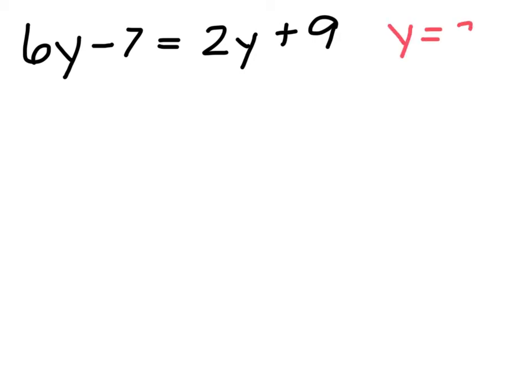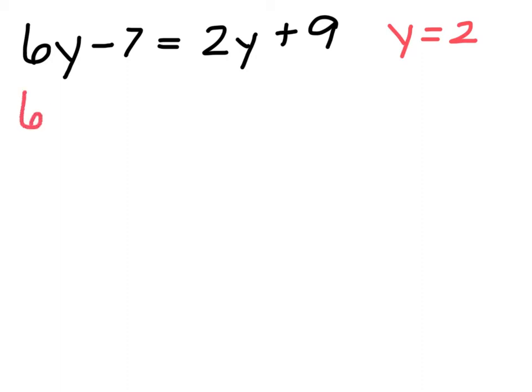Our equation is 6y minus 7 equals 2y plus 9. For what value of y will this statement be true? Let's begin with method 1, which simply asks us to guess and check. Let's say that y equals 2. Let's substitute in and evaluate our expression.